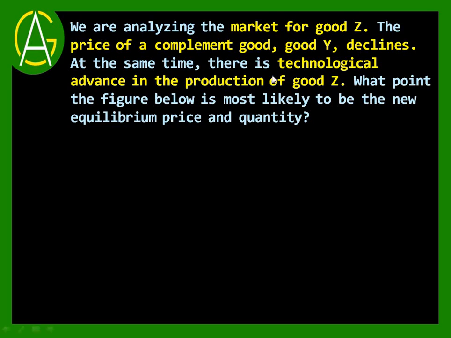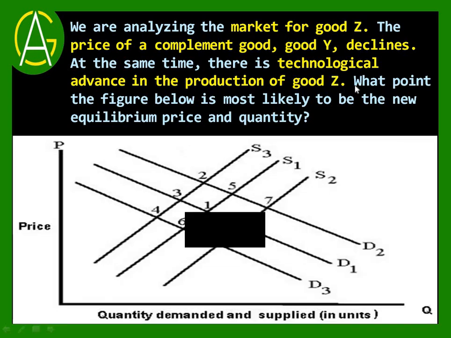But at the same time, there is technological advancement in the production of good Z. When there is technological advancement, production becomes easy. When production becomes easy, more production will happen, and as a result the supply will also increase. So we can conclude that because of the decrease in the complementary good's price, the demand will increase. Because of the advancement in technology, the supply will also increase. Let us see what happens.